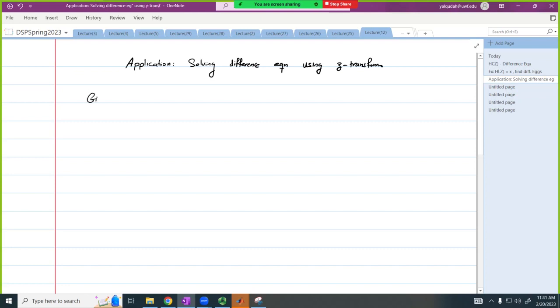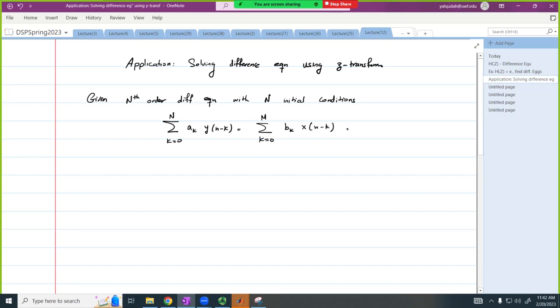So if we are given an nth order difference equation with n initial conditions, we have an equation: the summation from k equals 0 to n of a sub k y of n minus k equals the summation from k equals 0 to m of b sub k x of n minus k, and we have y of negative 1, y of negative 2, up to y of negative n minus 1.